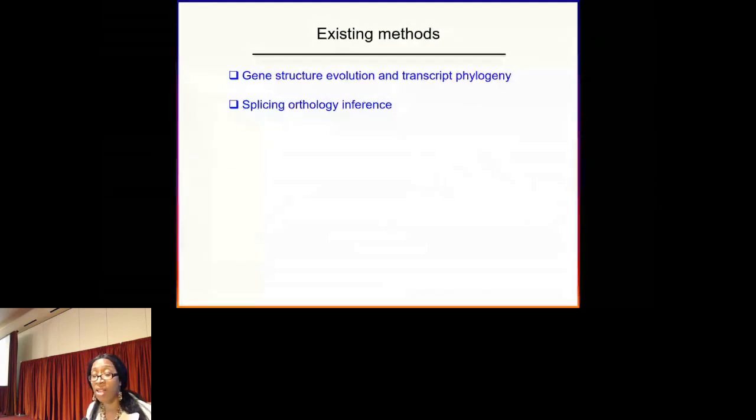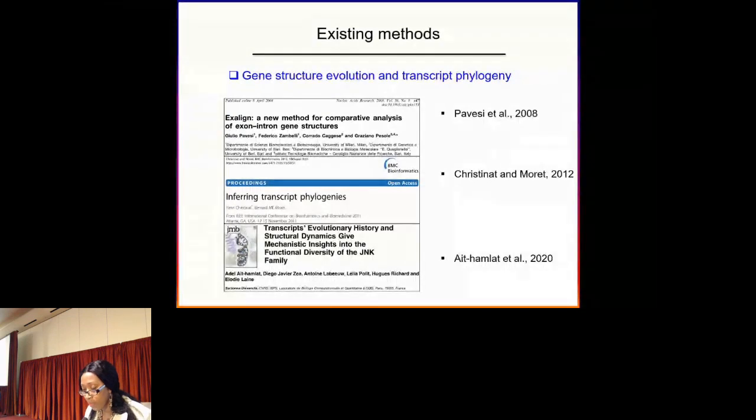So these methods can be classified actually in two groups: those that are interested in gene structure and transcript evolution, and those that are interested in splicing ortholog inference. I will start with gene structure evolution and transcript phylogeny. Here I'm presenting a few of the scientific articles that were published on the topic. They date back 15 years. I'm presenting first methods from Pavese et al. that were developed in 2008, then a method by Christinat and Moret in 2012 that was interested in transcript phylogenies, and also by Aïda Ouangraoua in 2020, who were also interested in transcript phylogeny. And I will go a little bit into the description of these methods.